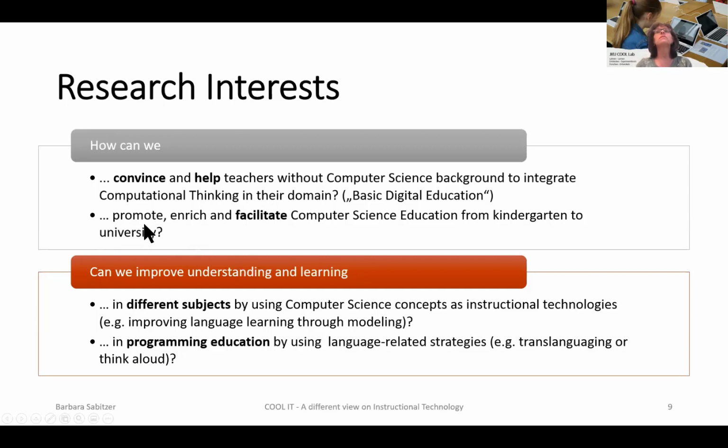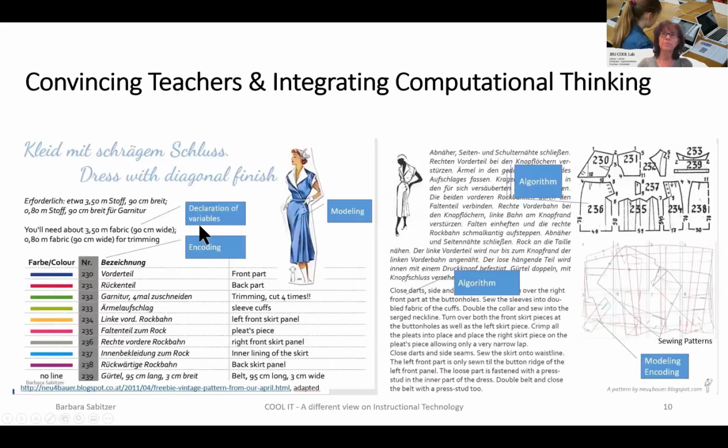The other aim is to promote, enrich, and facilitate computer science education from kindergarten to university. So we want to know if we can improve understanding and learning on the one hand in different subjects by using computer science methods or concepts like modeling or logic, as I already told you. And on the other hand, in programming education by using language-related strategies, for example, translanguaging or think aloud.